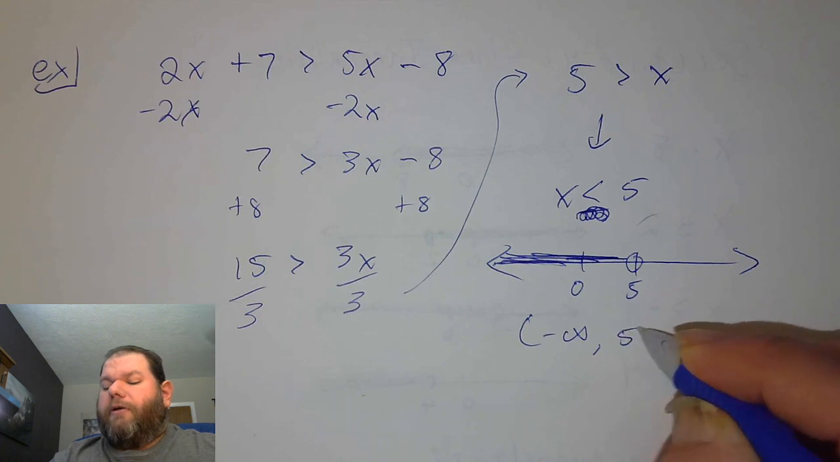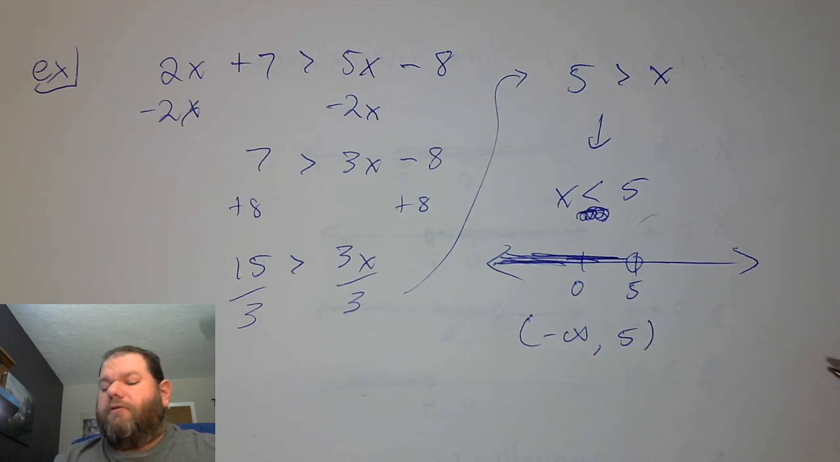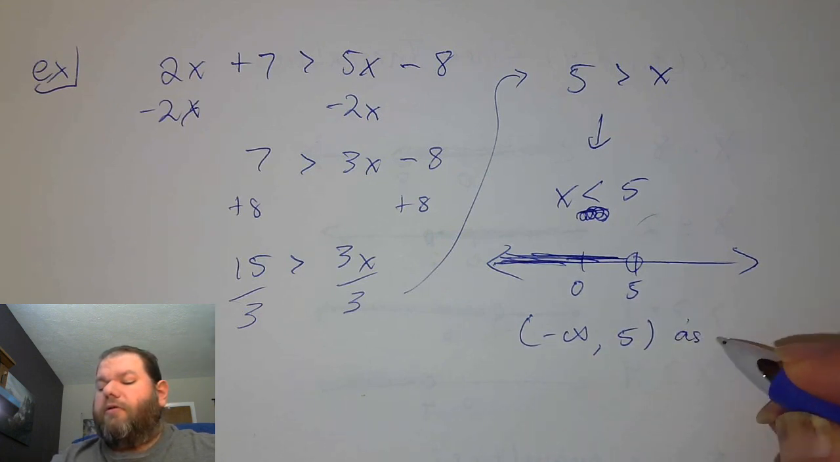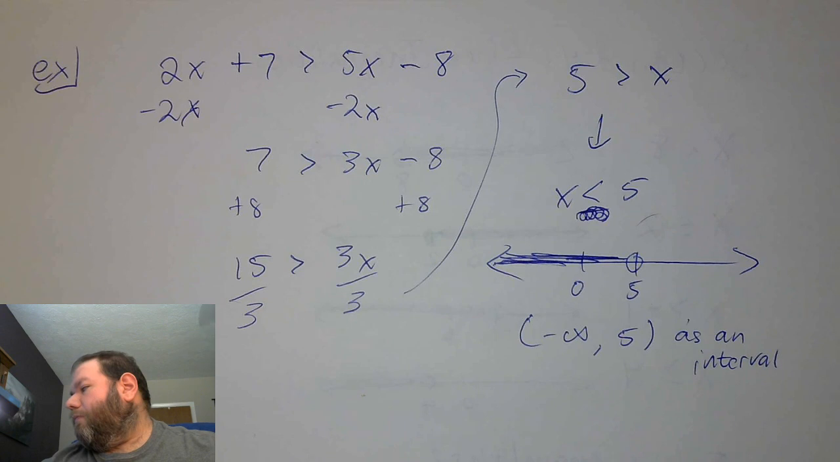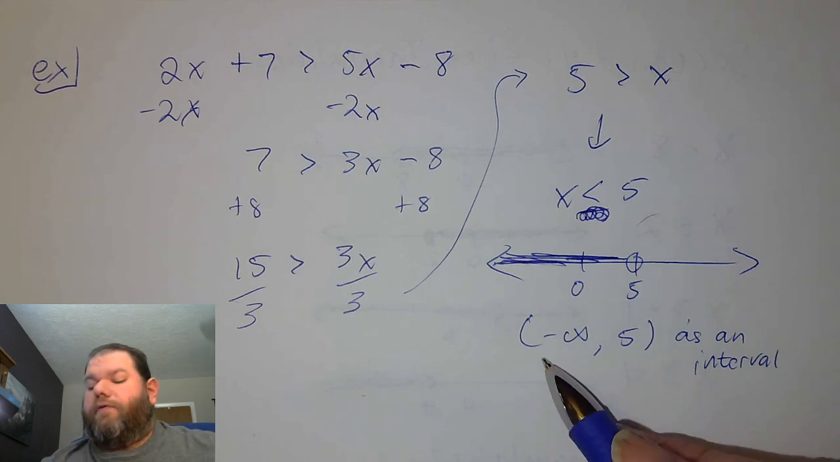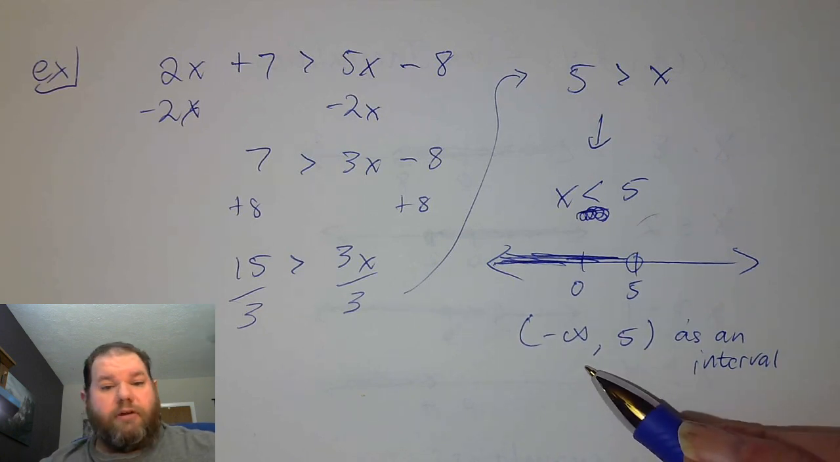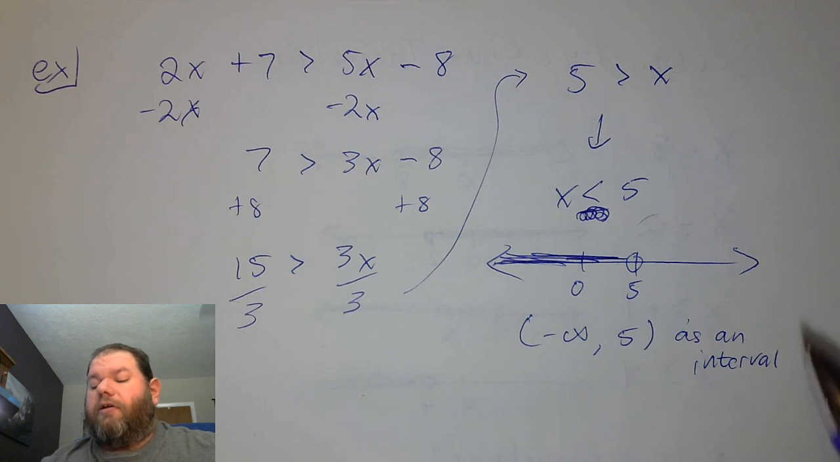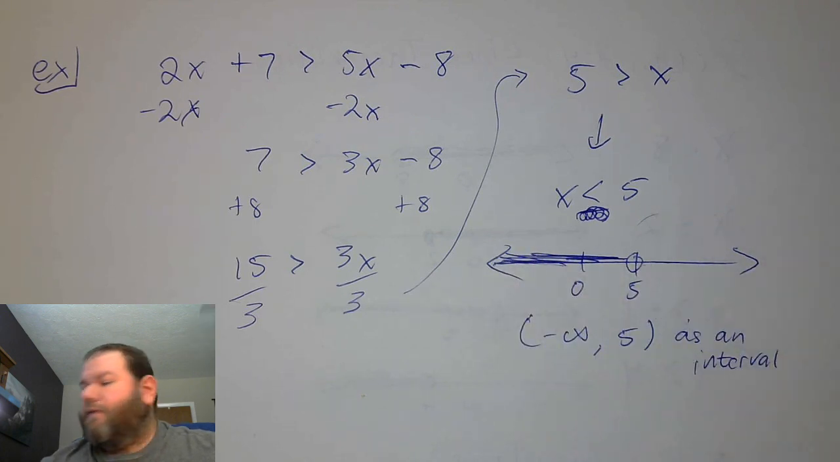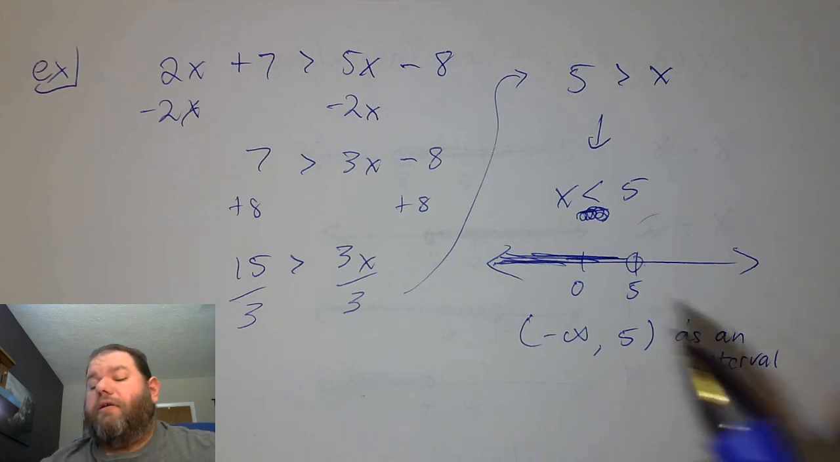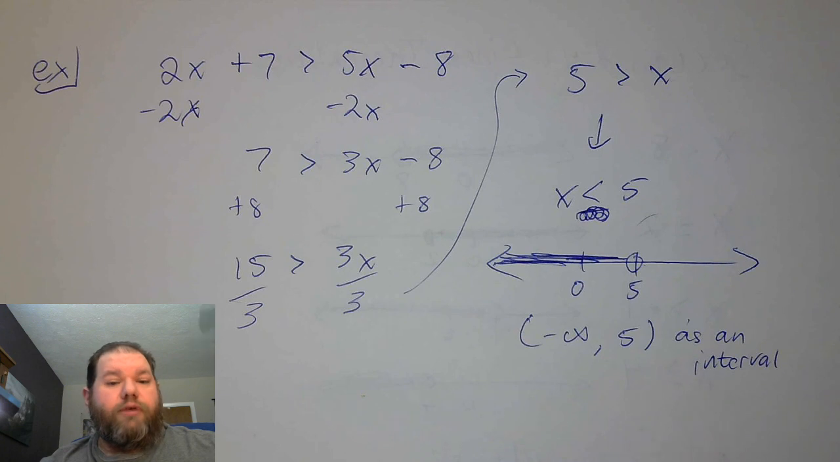Did we talk about interval notation at all? Interval notation is written as kind of an ordered pair, but we're saying we're covering everything from negative infinity up to 5. No. Okay. Ignore that for now. We'll get to it eventually. Sorry.